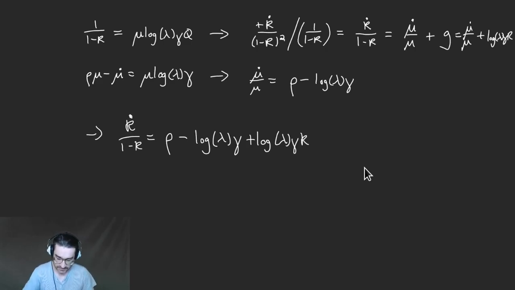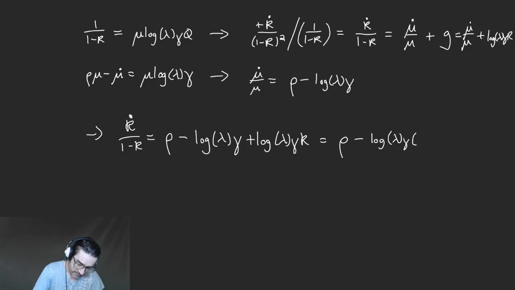The first two terms, rho minus log of lambda, are just plugging in for that mu, and then we have the second term floating around there. So that's our equation, and then we can simplify it a little bit. This is going to be rho minus log of lambda, basically combining these two equations as such.